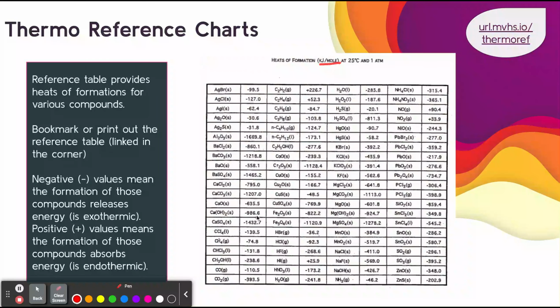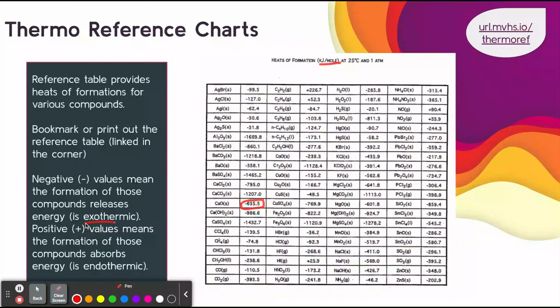Kilojoules per mole. Okay, so what that means is to form calcium oxide from solid calcium and oxygen gas, O2 gas, will release 635.5 kilojoules. Okay, and so for each of these compounds, you'll notice that it says the specific compound and what their state of matter is, and then a number. And so if it is a negative value, that means that the formation of those compounds releases energy.